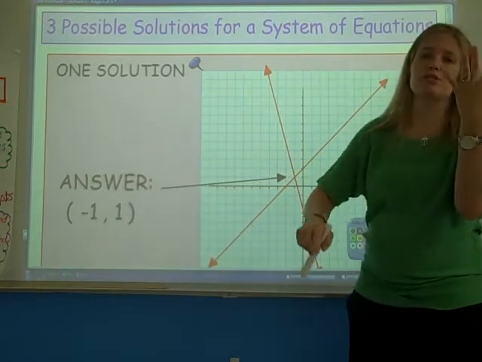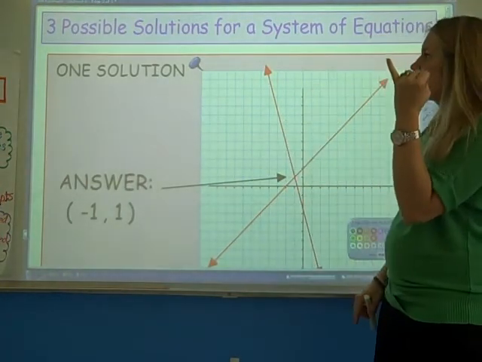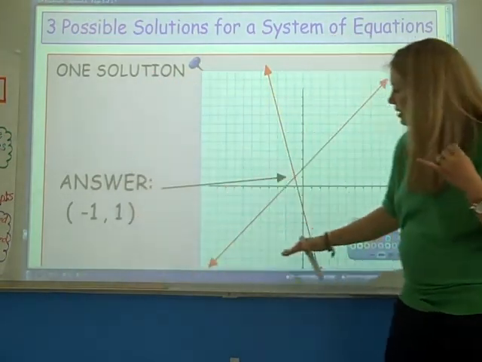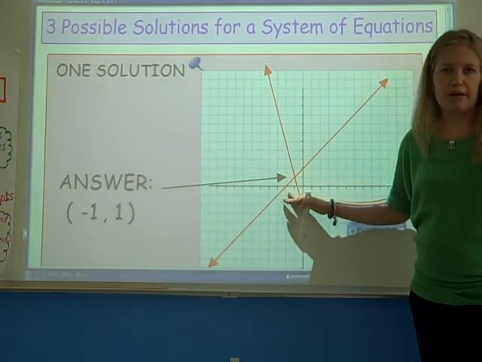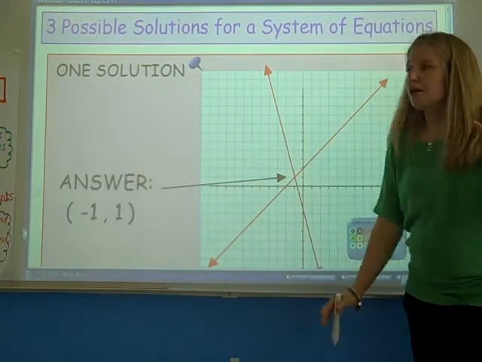All right, just as a recap, you should write this part down. 3 possible solutions for a system of equations. Okay, first possible solution is you get one answer, one solution. The answer will be an ordered pair. Okay, so one solution, if you want, you could sketch a graph. You will get an ordered pair.